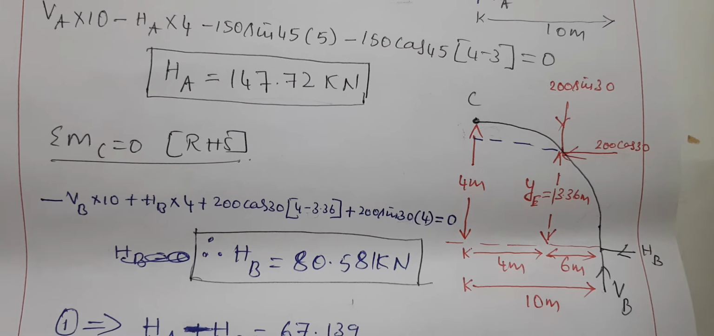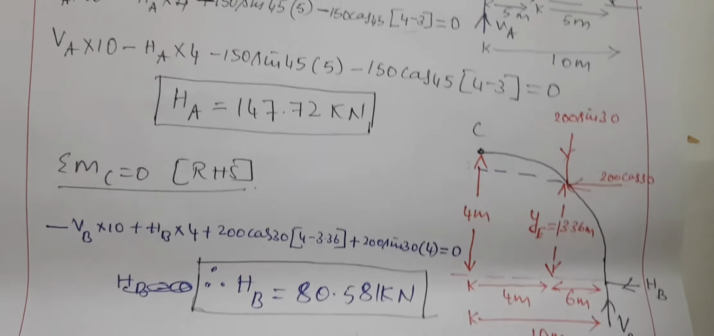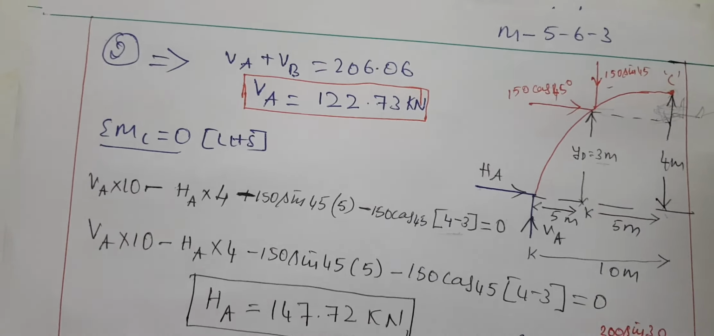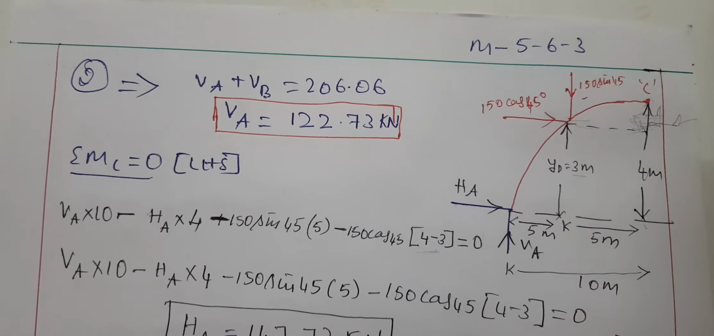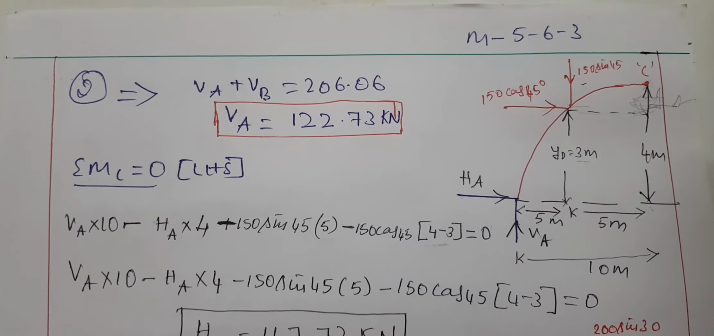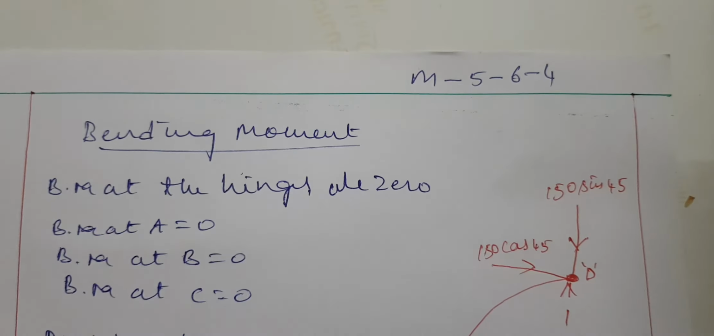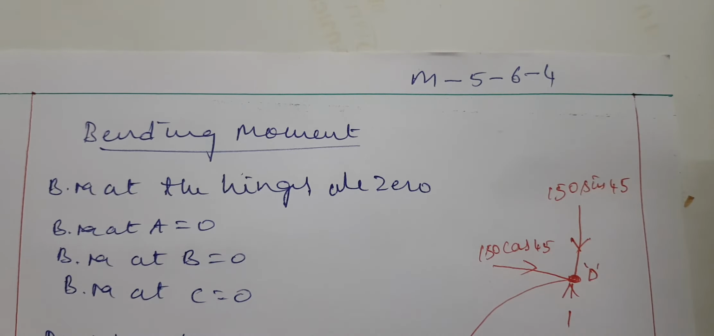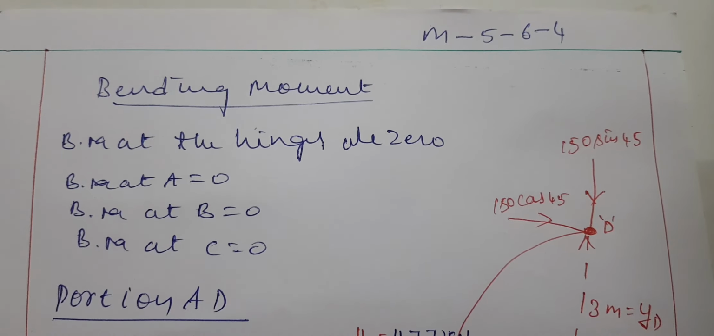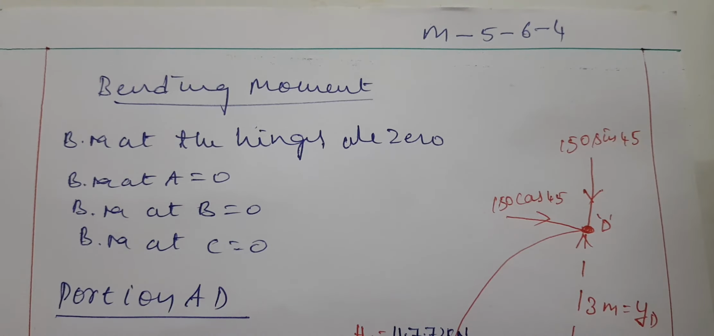After finding the reactions, the rise equation is also already calculated based on the geometry of the problem. That's it. Now our next step is to find the bending moments. Bending moments we have to calculate at the loaded points. We know at the hinges it is always 0, that is at A, B and C it is 0.